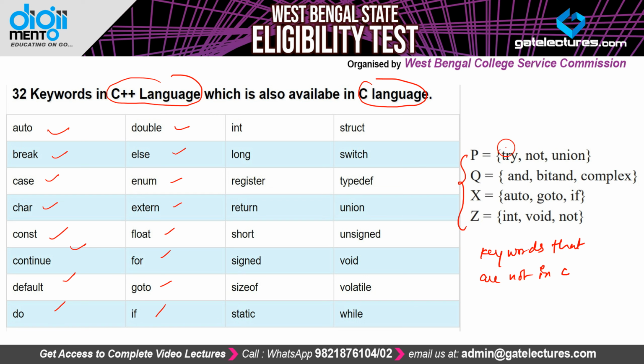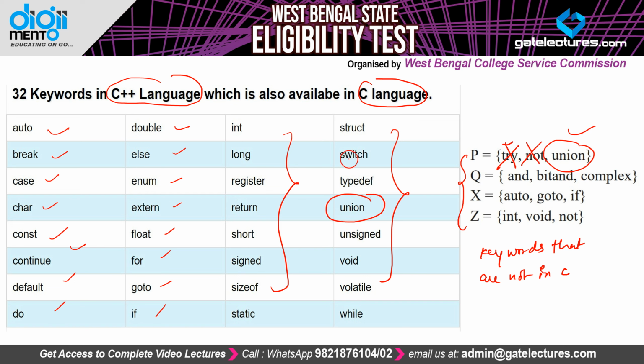Okay, so the first keyword is try. Can you see the try keyword here? You can clearly see that the try keyword is not there. So the keyword try is not present in the C language. Now the keyword not is also not present in the C language. If you can find any keyword here, then it is present in the C language. As well as the keyword union, it is present in the C language because union is here, but these two keywords, try and not, are not present in the C language.